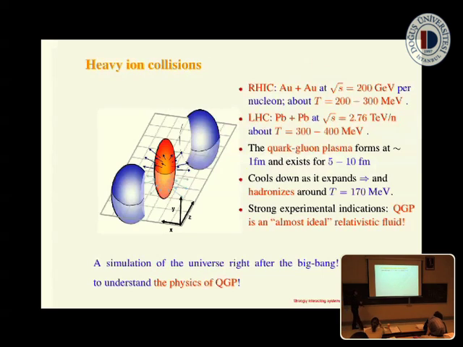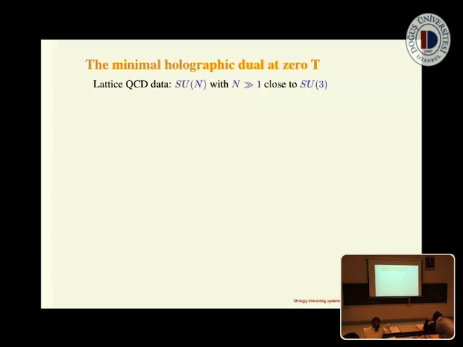This additional approach is what I would call a minimal holographic dual. First I want to describe it at zero temperature, then I will come to finite temperature. The zero temperature case will be just this domain wall geometry, and the finite temperature case will be the black hole.